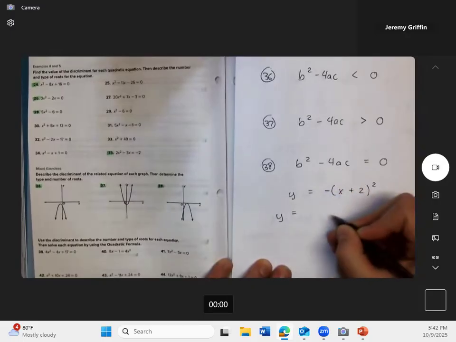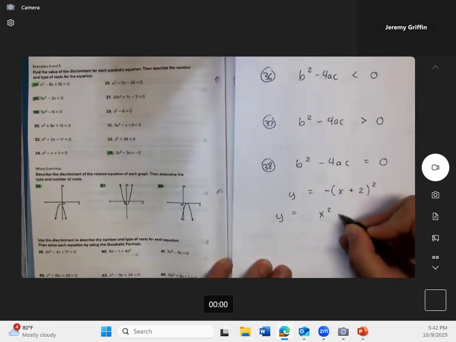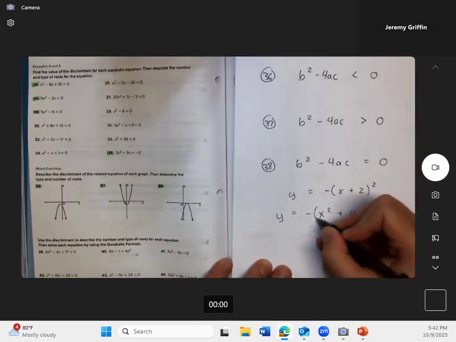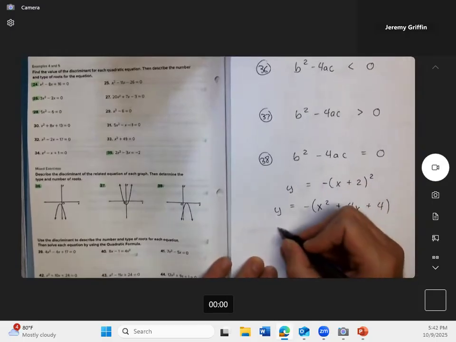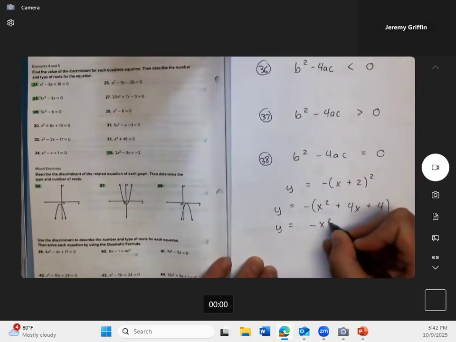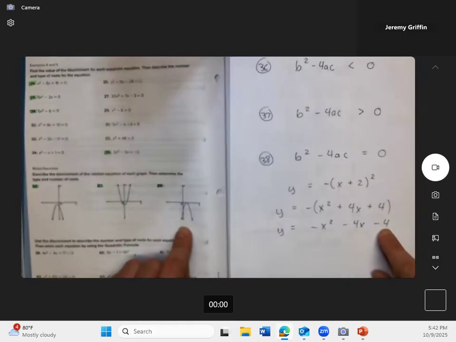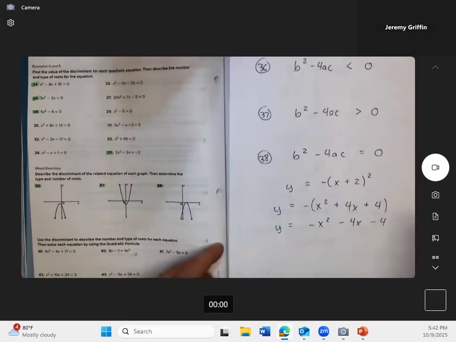So I can expand this out. So FOIL, that's x squared plus 2x plus 2x is 4x, 2 times 2 is 4, right? And then this whole thing is negative, right? Okay, so that would be negative x squared minus 4x minus 4. That could totally look a lot like that. Maybe if this was like 2 units to the right, I just made something up.